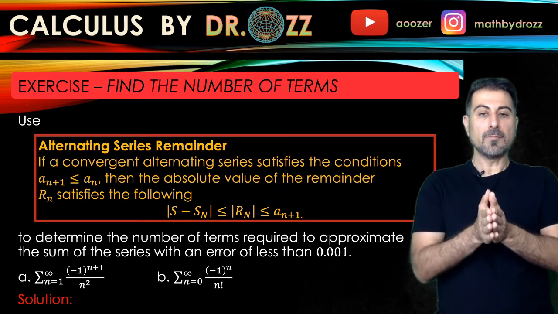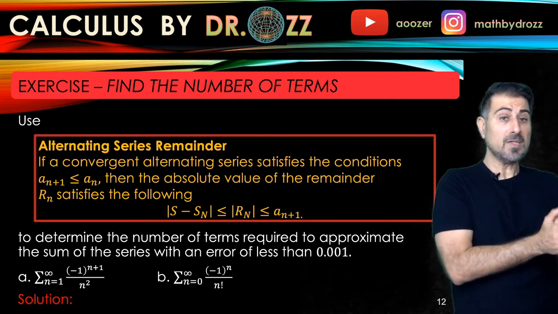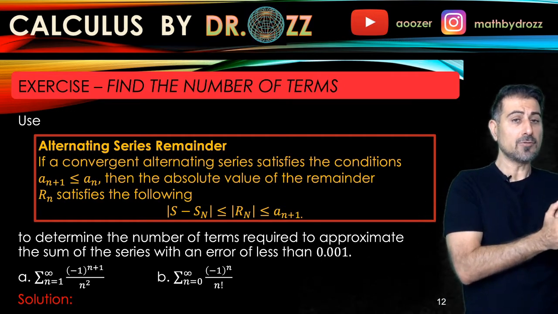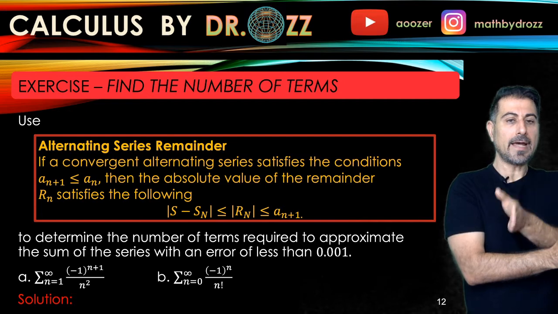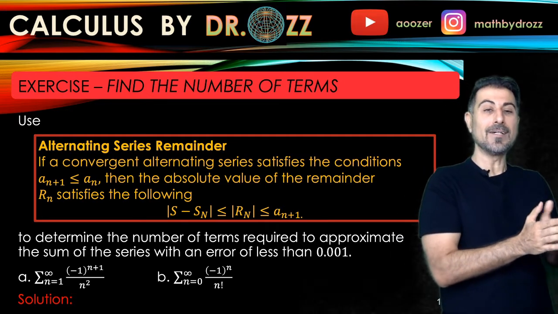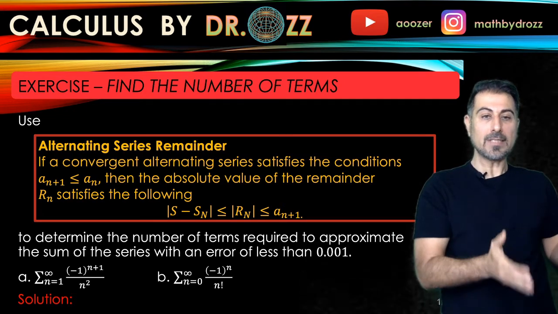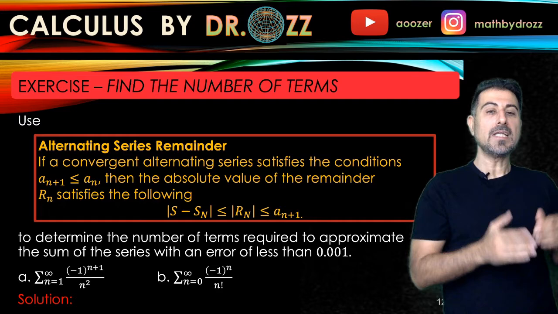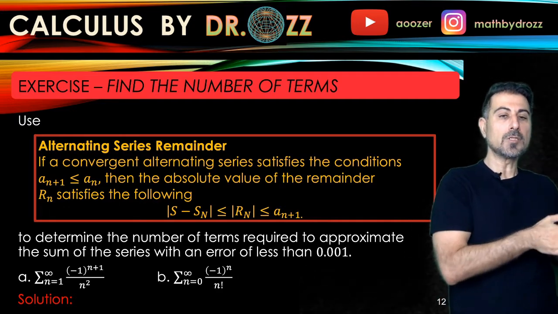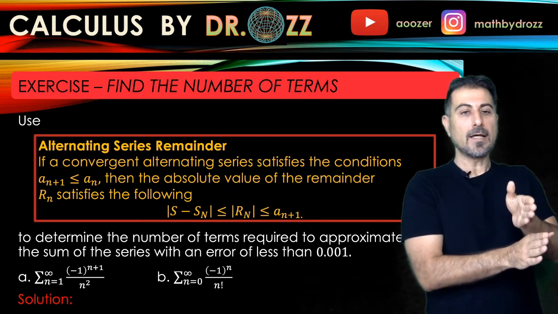So you have the sum, which is represented by capital S, and you have the partial sum. Partial sum means I'm keeping only finitely many terms in this sum. So S, the actual sum, minus the partial sum, is the tail of the infinite series. So this theorem says that the absolute value of the tail, which is R_n, should be less than or equal to a_{n+1}.